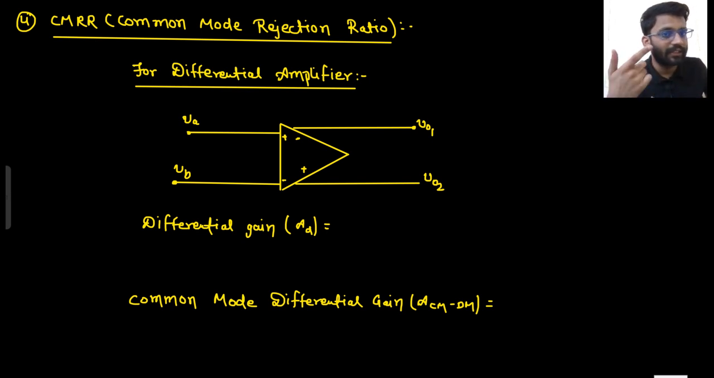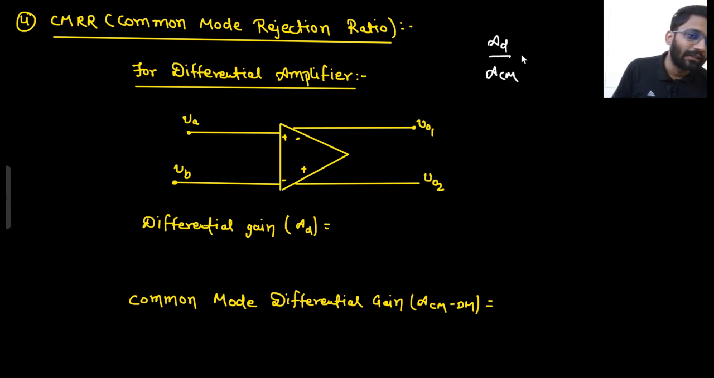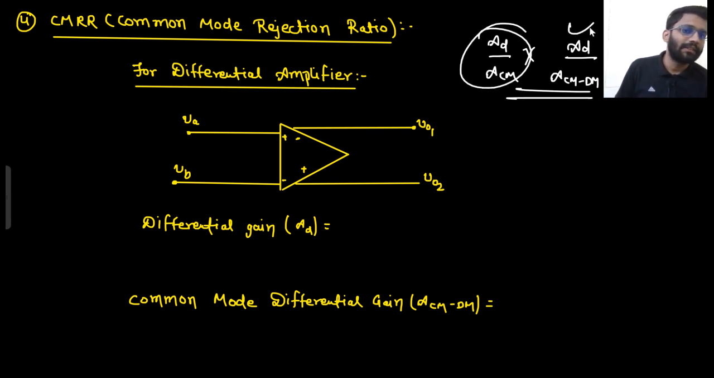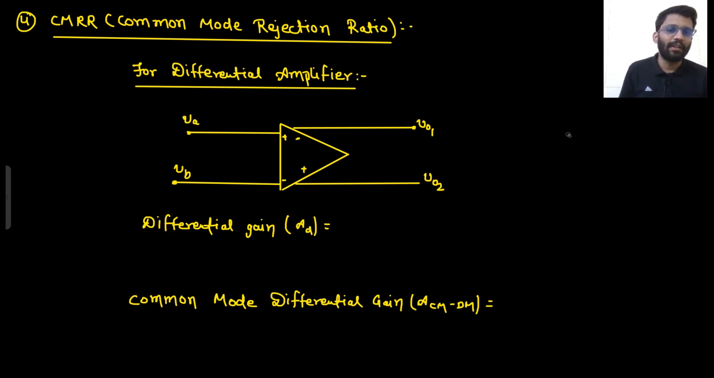But what people say, differential gain divided by common mode gain, that is wrong. Differential gain divided by common mode gain. This is not the answer. The answer is differential gain divided by common mode differential gain, right? So this is wrong, but this is correct, right? And what was the differential gain? You should be remembering all these things. You should be revising whatever that I have taught.